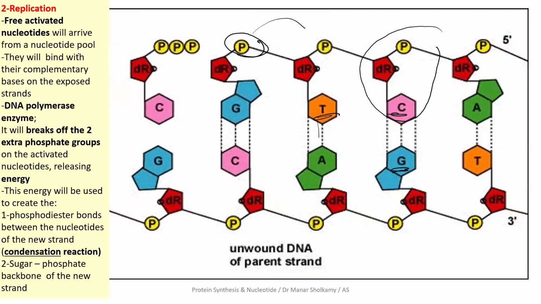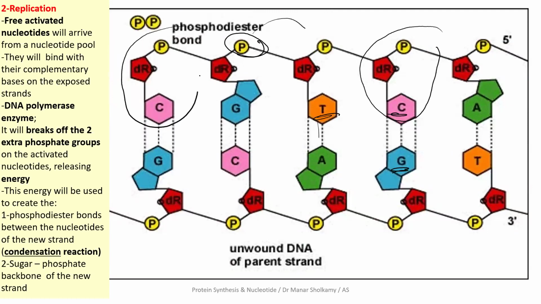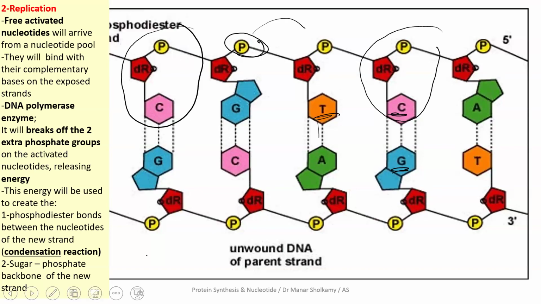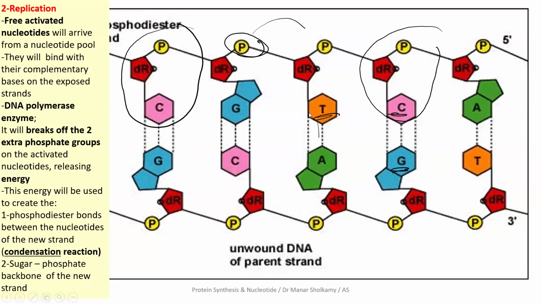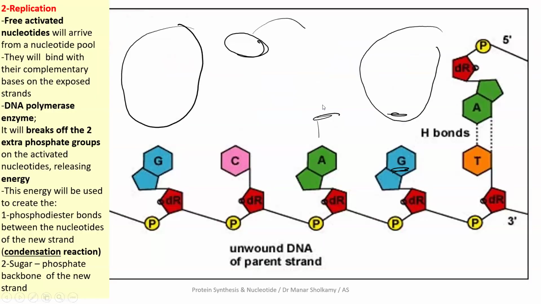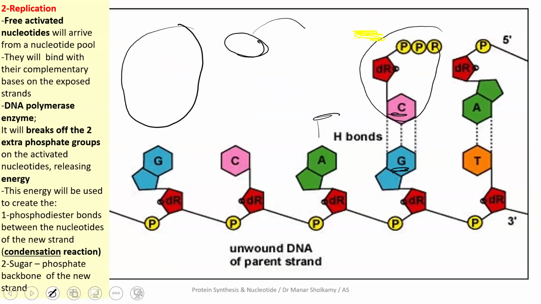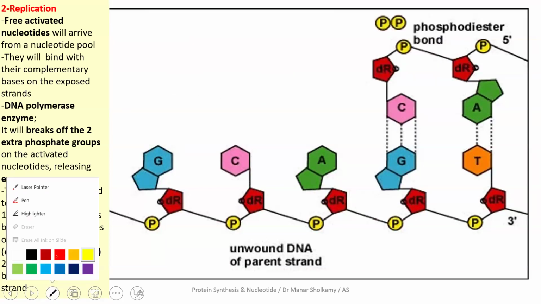Now I want to stop here a little bit. I want you to look at the free activated nucleotide. This free activated nucleotide is a little bit different from the normal nucleotide that we studied. The normal nucleotide looks like this. We have a deoxyribose sugar, a nitrogen base, and only one phosphate. Now look at this free activated nucleotide. It's going to arrive now. How many phosphate groups does it have? 3, exactly.